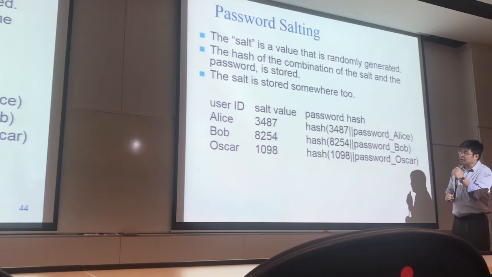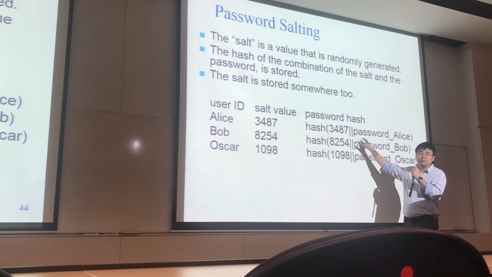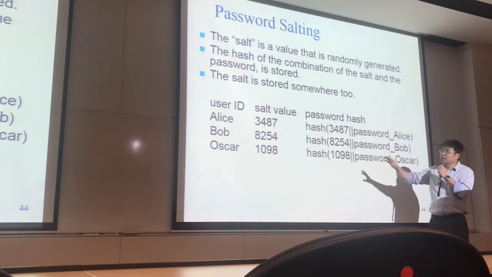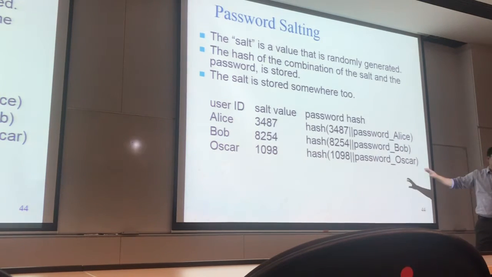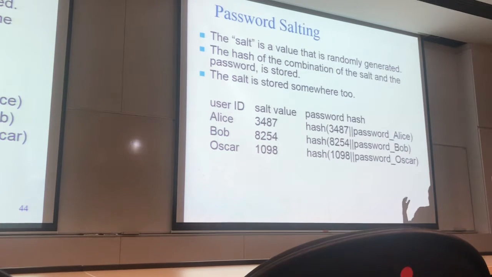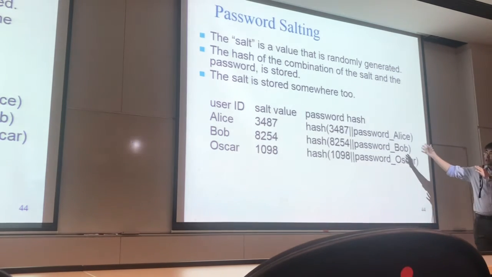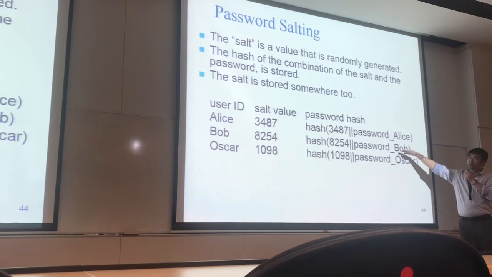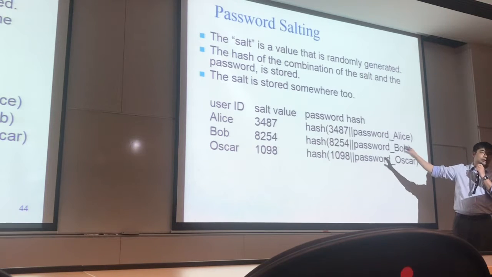The second advantage is that if the same password is chosen by different users, you will have different hash values. If you don't have the salt, and Alice and Bob choose the same password, they will have the same hash value. So if you compromise one of them, you compromise both, because you know from the hash value that they are the same password. Now if you use salting, you don't have this problem. If Alice and Bob choose the same password, the hash will still be different.